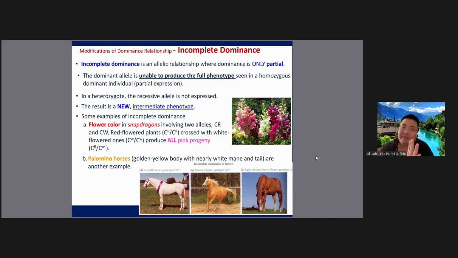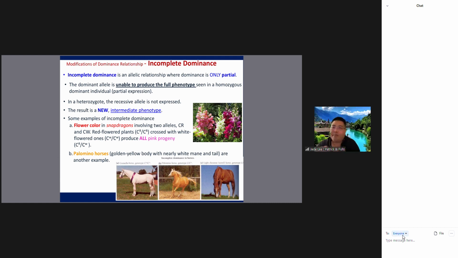But in certain conditions we have incomplete dominance, where the phenotype shown is in between, which is what we call partial. So the dominant allele is unable to produce the full phenotype seen in the homozygous dominant individual. This is what we call partial expression. So in a heterozygote, the recessive allele is not expressed, so the result is the intermediate phenotype.